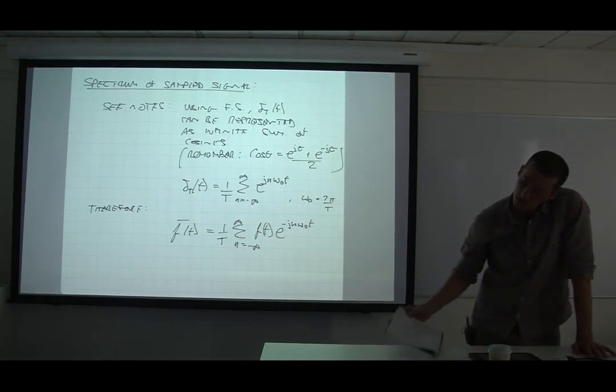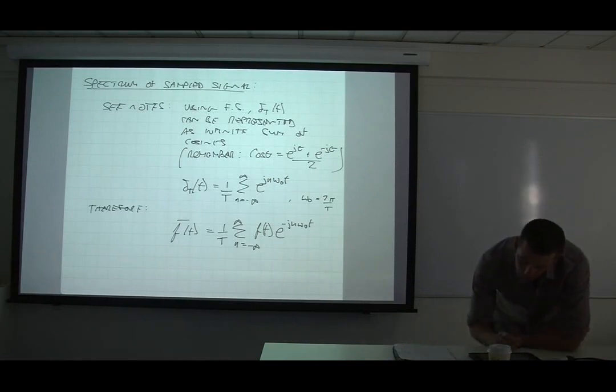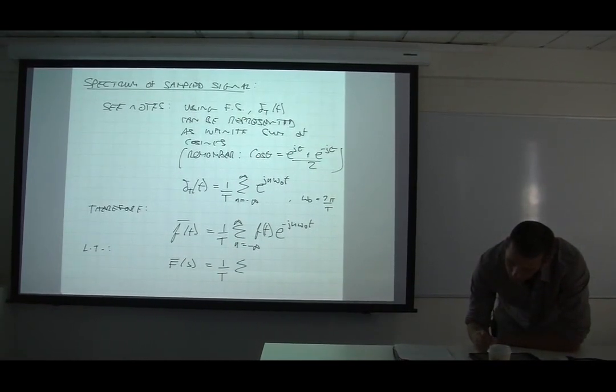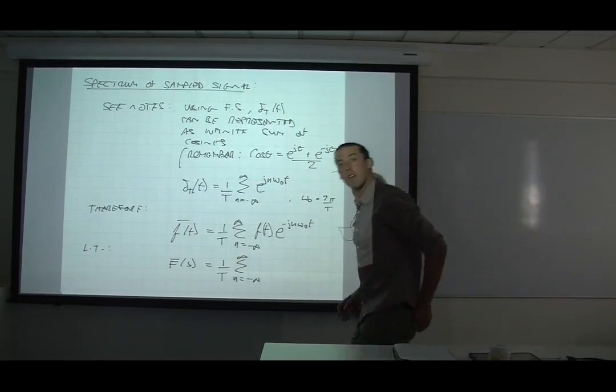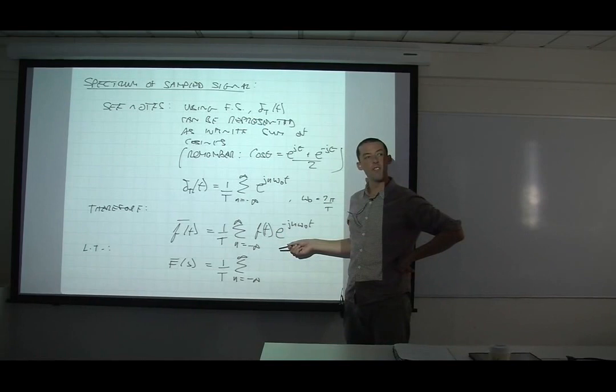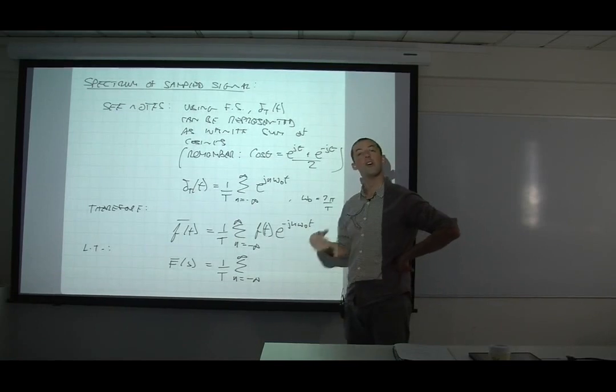Yeah, let's finish it on this page. So I take the Laplace transform. I'll get F of s equal to... so let me not jump in now. It's probably hard for some of you at the back to see this. So what we're doing is we're going to take the Laplace transform of this slightly ugly looking expression, which is an infinite sum of the function multiplied by complex exponentials. So let's do them one at a time.